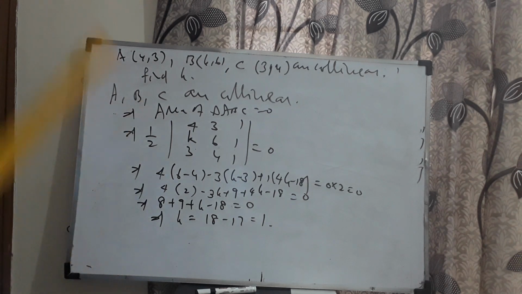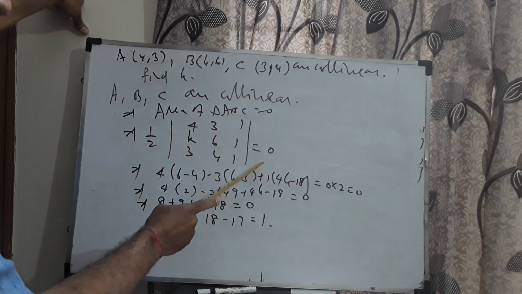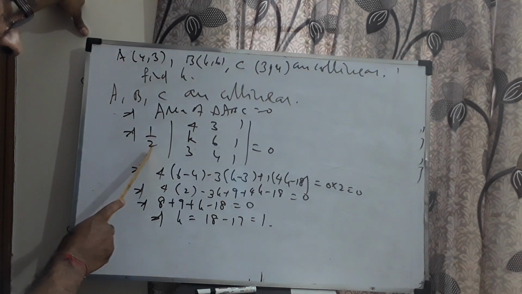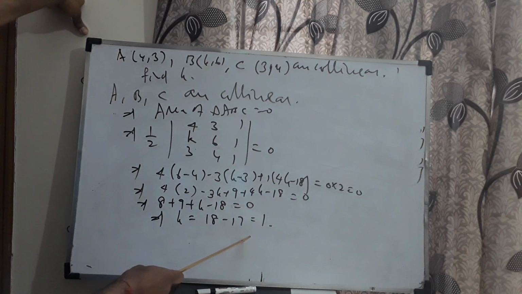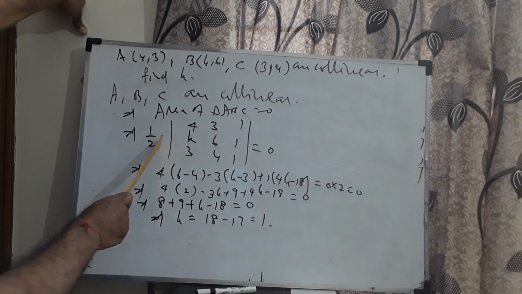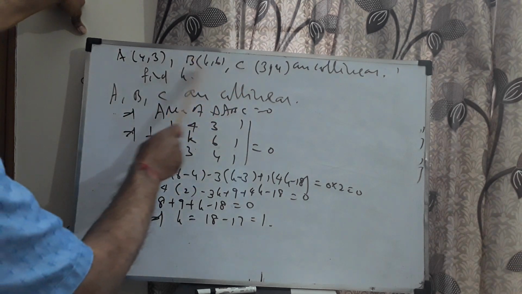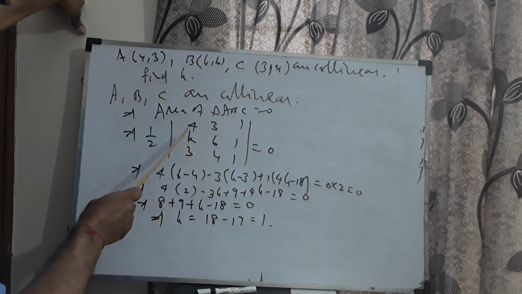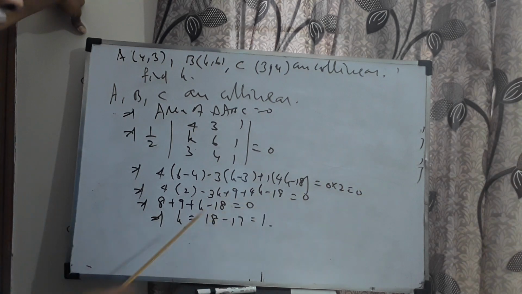These are the things you are supposed to remember. If area of triangle ABC is 0, the answer won't get affected without writing even half. But in the formula, half is there. Since the right hand side is 0, even if we eliminate half, the answer won't change. But without writing this, you may lose marks in your board examination. Remember carefully. Half into determinant: first row 4, 3, 1, second row k, 6, 1, third row 3, 4, 1 is equal to 0. 4 into 6 minus 4, minus 3 into k minus 3, plus 1 into 4k minus 18 is equal to 0.